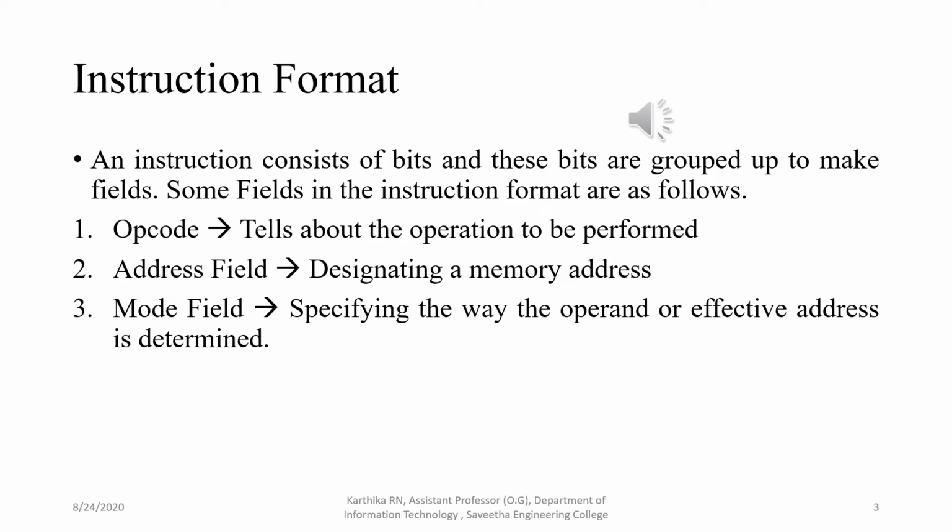An instruction consists of bits, and these bits are grouped to make fields. Some fields in the instruction format are as follows: opcode, which tells about the operation to be performed. The second is the address field, designating a memory address or a processor register. The third is the mode field, specifying the way the operand or effective address is determined.